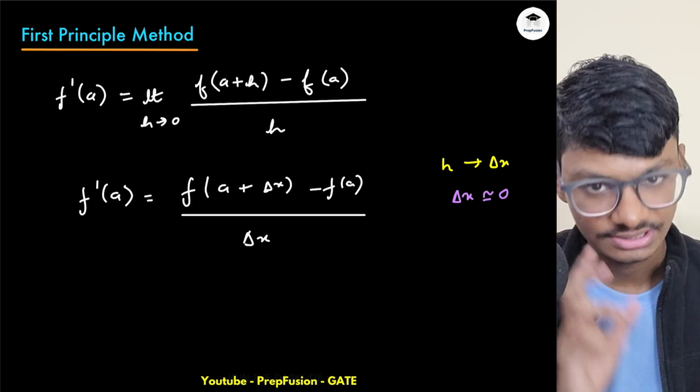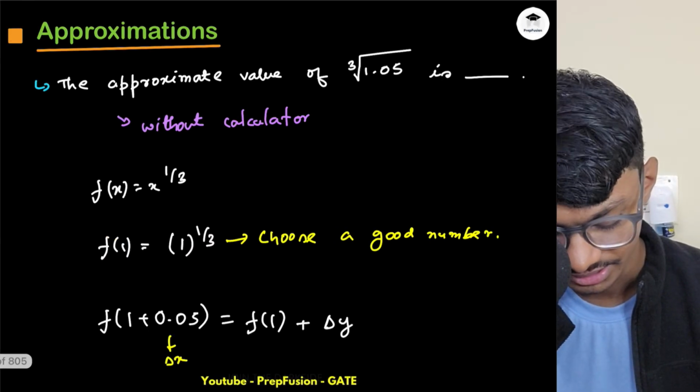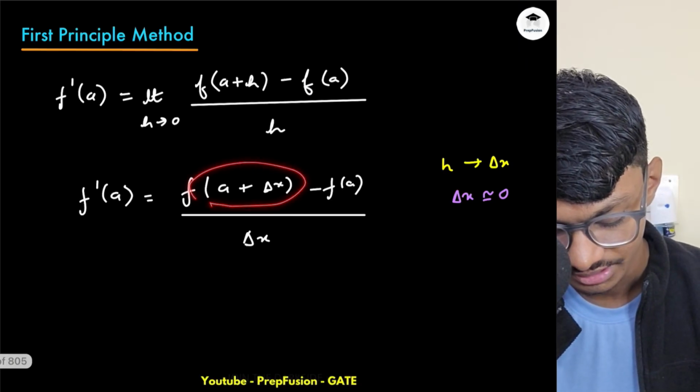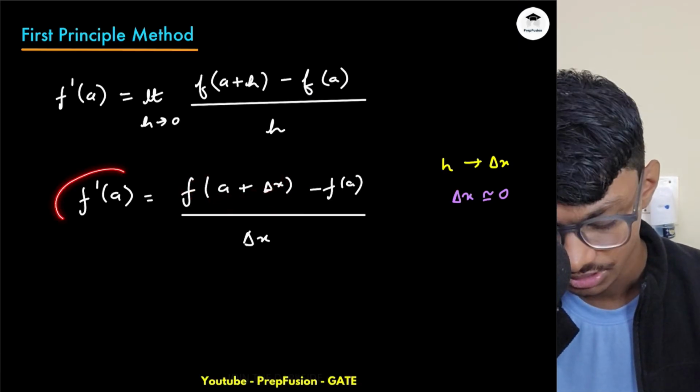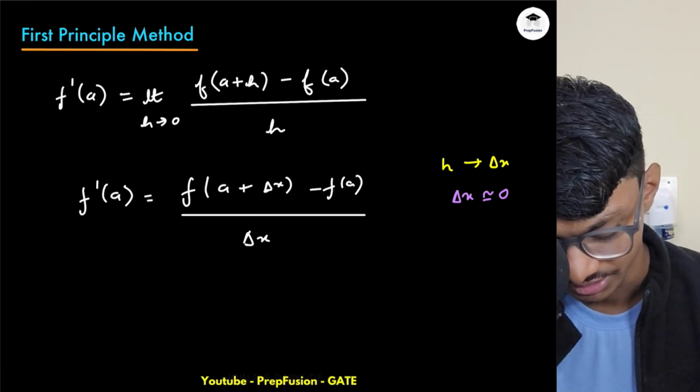Okay, if my delta is tending to 0, what I can do, so this is the point I am interested in, right? A plus delta x, here exactly that same format is present over here. So what I am interested in is this, right? So I have to evaluate this. I will know the differentiation. What I will do, I will cross multiply delta x on both sides.